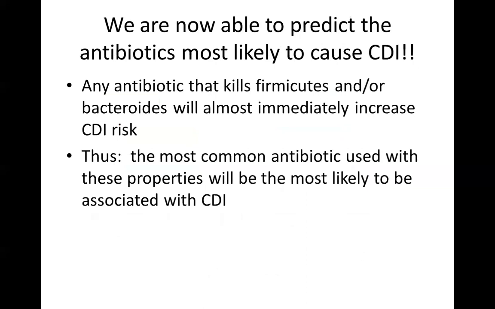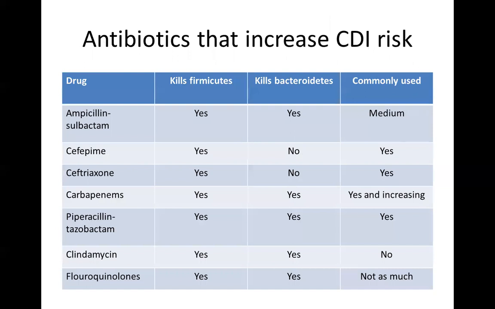Okay, so any antibiotic that kills Firmicutes or Bacteroides will almost immediately increase C. diff risk. Got it. Thus, the most common antibiotics with these properties should be the ones that are high-risk antibiotics. And that's pretty easy to do. You just go to your Sanford guide, dear Sanford, which of these antibiotics kill Firmicutes, which of them kill Bacteroides, and which of them get in the gut. And once you get going, you can make your laundry list pretty easy. And then you say to yourself, well, how commonly are these used in our hospitals? And then that would be your one-two punch you need in order to get to your high-risk antibiotics.